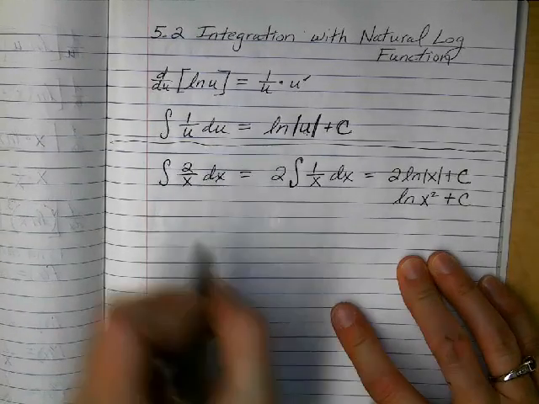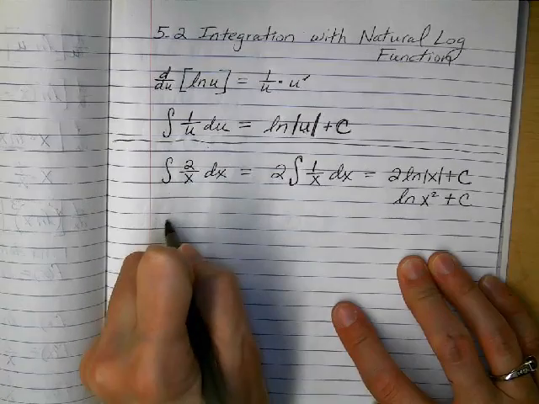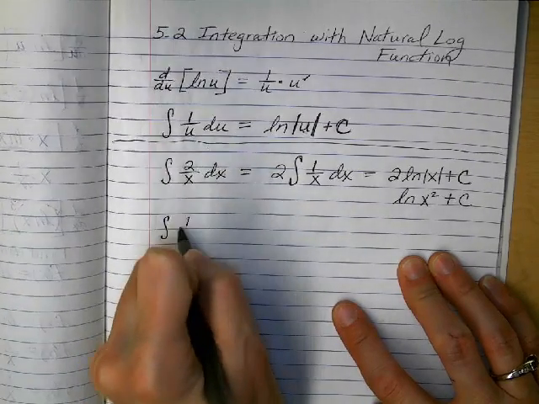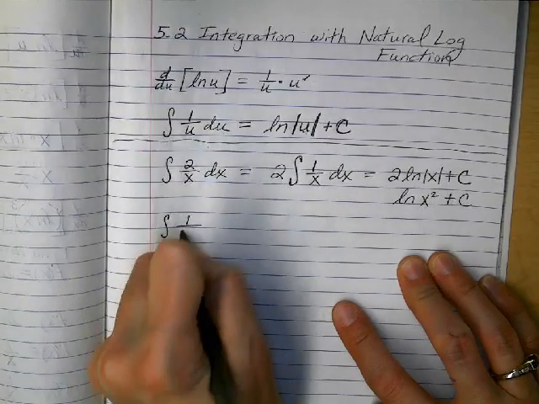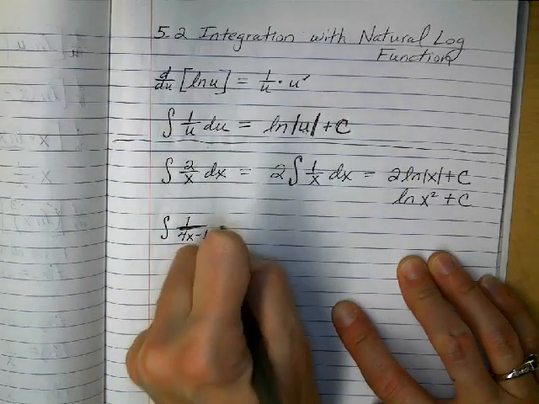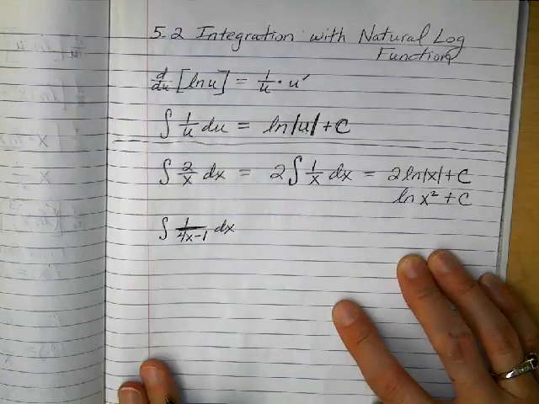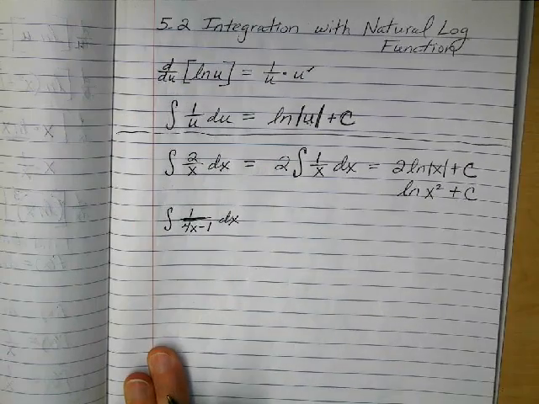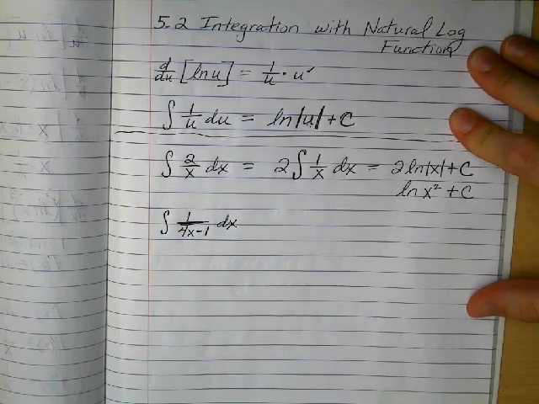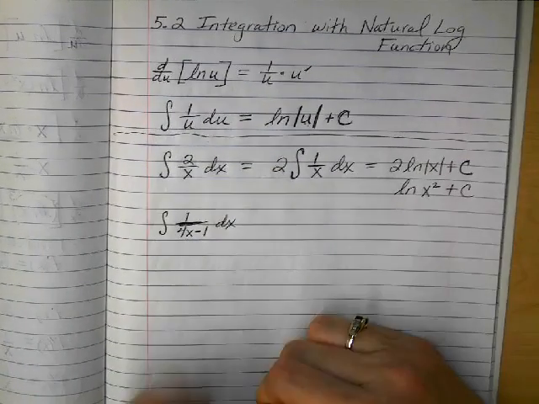Okay, let's try another one. So let's say you have another example, an integral of 1 over 4x minus 1 dx. This is getting a little harder. It's not just 1 over x, it's 1 over 4x minus 1.